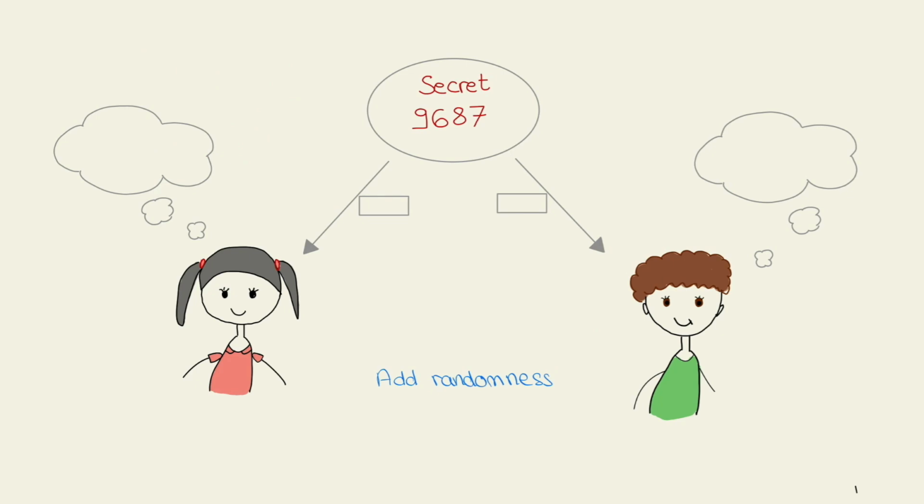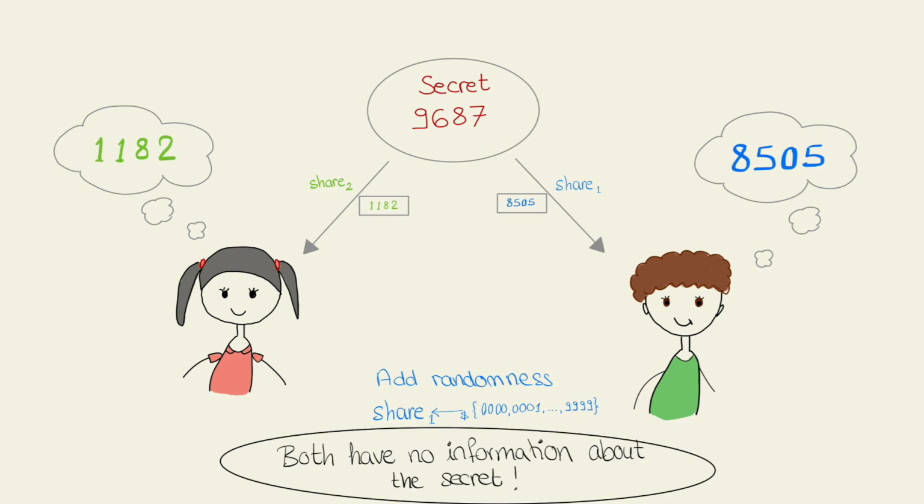Yes, exactly. We need to include some randomness to the shares while still being able to recover the secret. This can be done by choosing the first share randomly and then computing the second share such that the first and second share together add up to the secret. Since the first share is chosen completely random and the second share depends on the first share, both shares alone give no information about the secret, while the sum of both shares give full information about the secret.